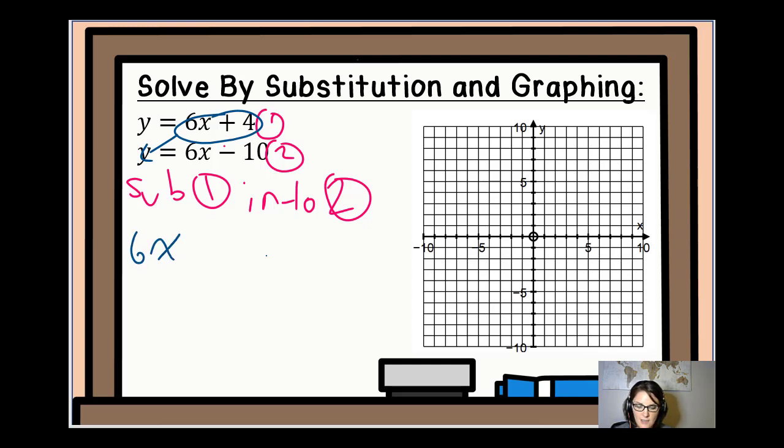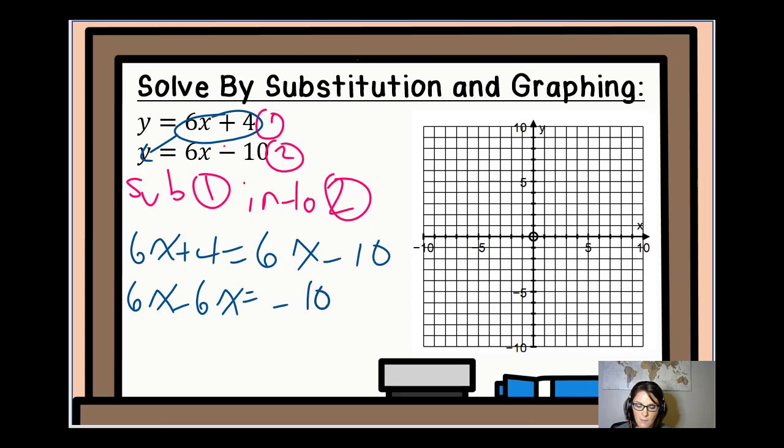So 6x plus 4 equals 6x minus 10, and I'm going to simplify. So 6x minus 6x equals negative 10 minus 4. So 0x equals negative 14.